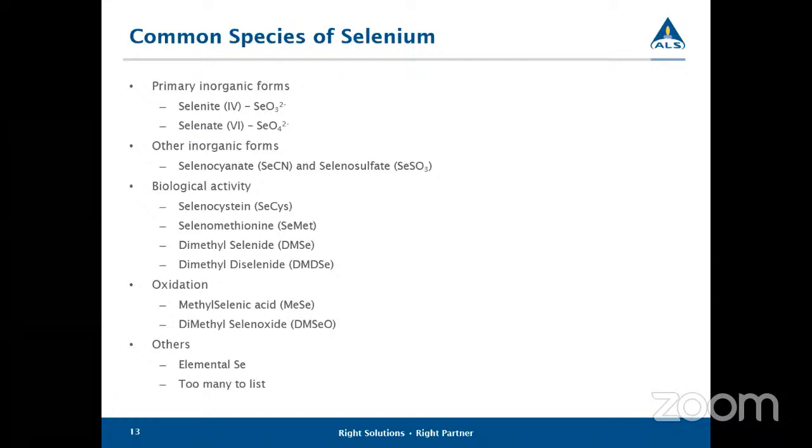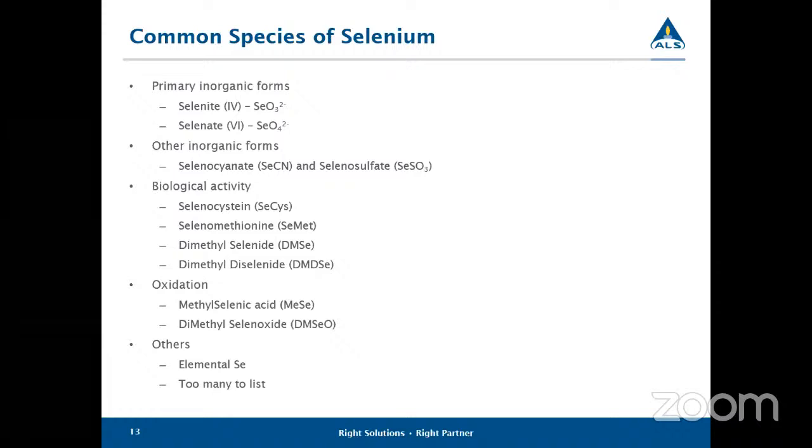Common species of selenium. We have our primary inorganic forms, selenite and selenate. These are the predominant forms that make up total selenium concentrations in waters usually. We have other inorganic forms, selenocyanate and selenosulfate. These are most often produced from power processing plants and refining when the fuel source originates from fossil fuels and oils.